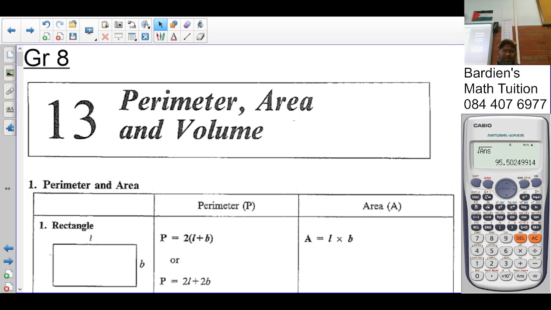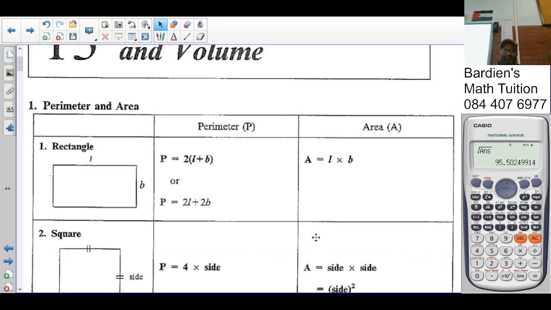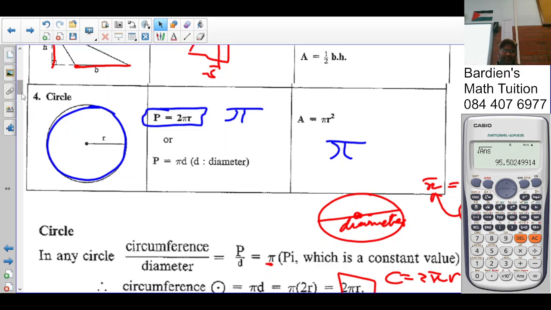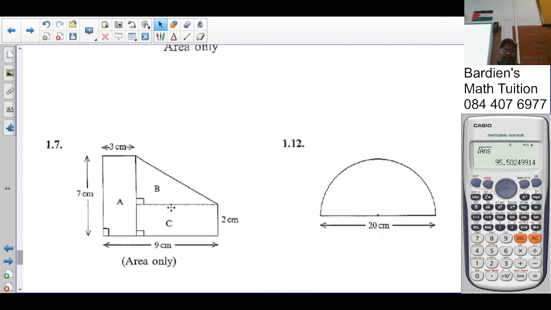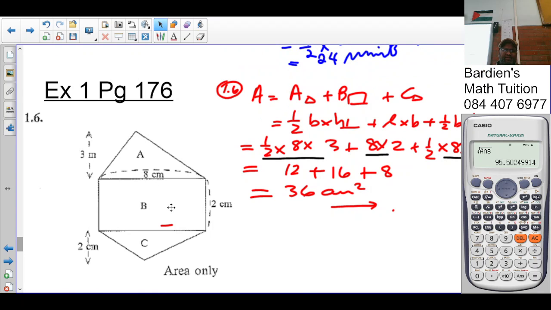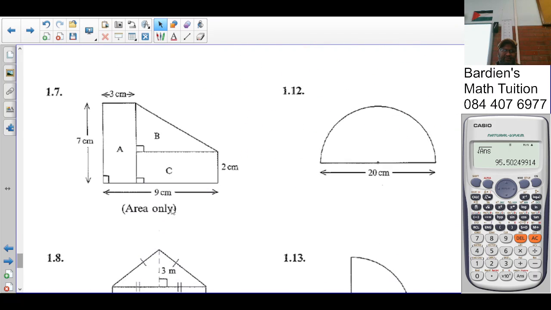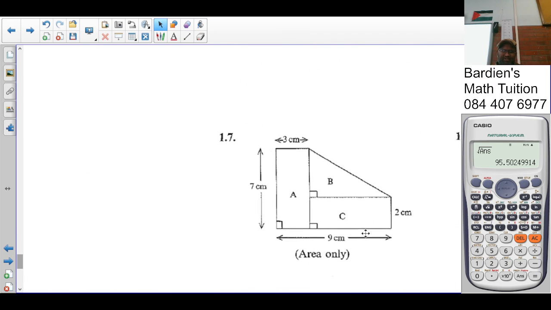So at this point, we are looking at perimeter and area. Volume is still approaching that section of work. For homework, you had 1.7. Right, let's start with 1.7.